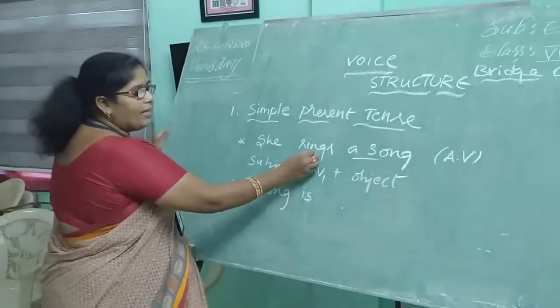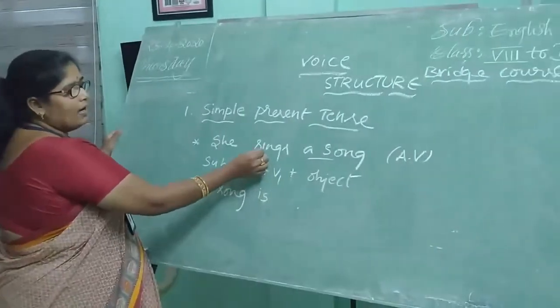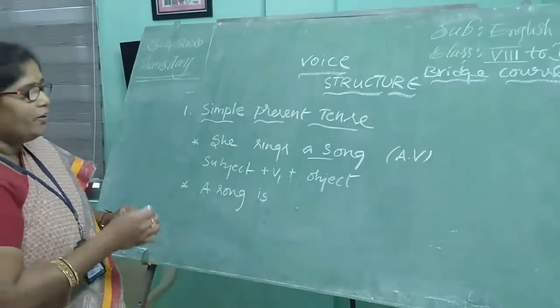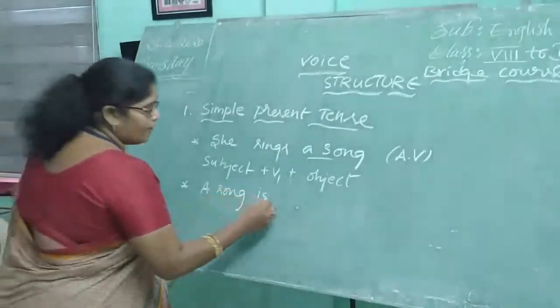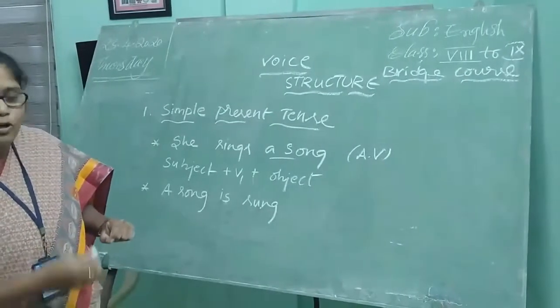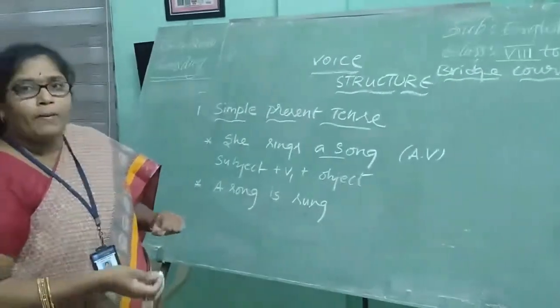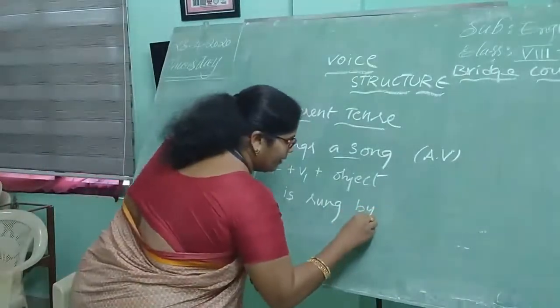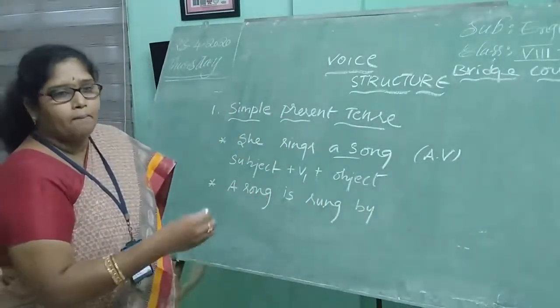And next, third rule is V3 of the given verb must be used, children. So the verb of the sentence is sing. So the V3 of the verb is sung, children. So I am writing sung here. A song is sung. And next, fourth rule comes here, that is usage of preposition, generally by. So I am using by, children, here. A song is sung by.